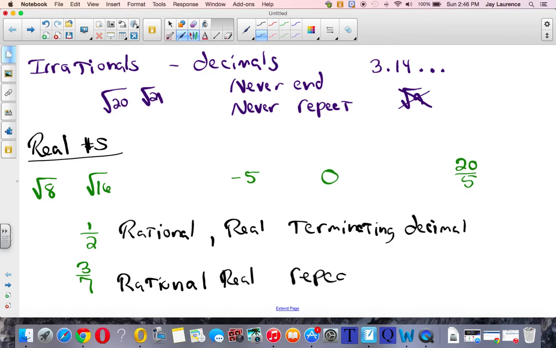How would you know this on the test? Well, you'd punch it in your calculator. 3 divided by 7 and see what you get. 0.428571, and it's going to repeat. Yeah, I've shown you that 7's trick before. Repeating decimal. So those are the 3 classifications for those 2 numbers. They're rational, they're real, and one's a terminating decimal, the other's a repeating decimal.